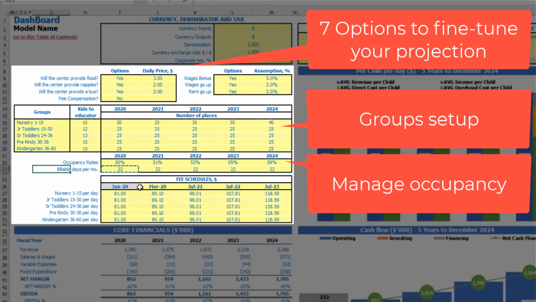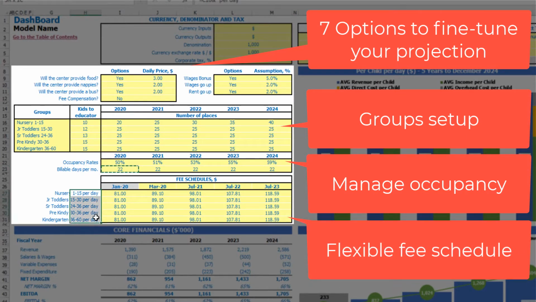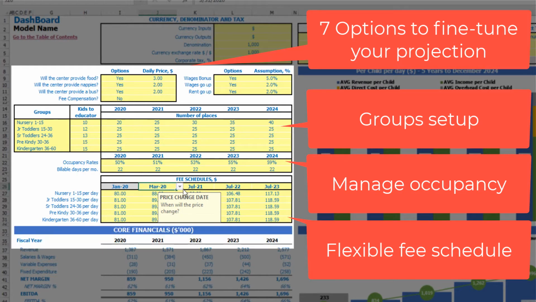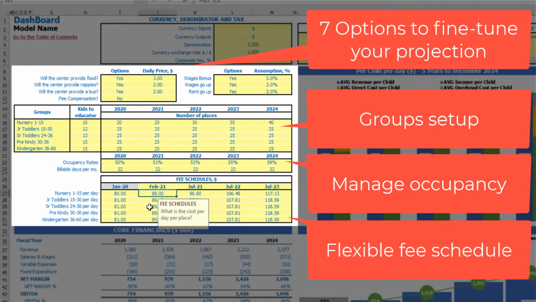And separately, you have the fee schedule for your groups, that is how much money you will take from one kid from this group in this particular time period. So you can set the price like 80. The next year, for example, you want to grow this price starting from, I don't know, February 21. So you can set $90 for example, and you additionally have 3 placeholders for the price growing by years.